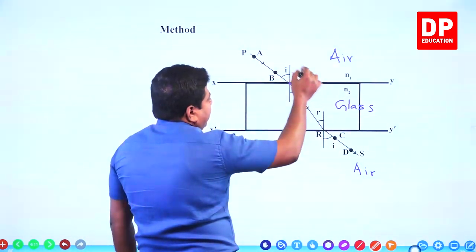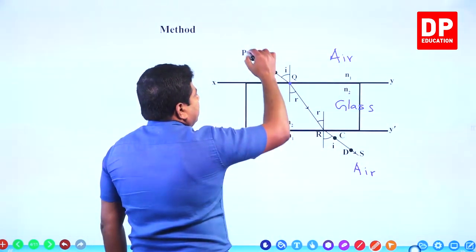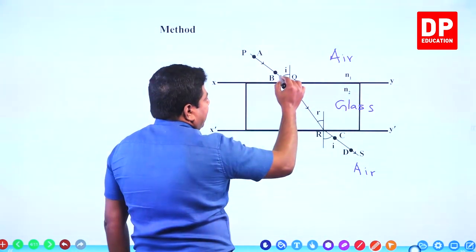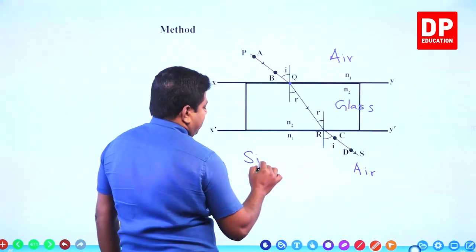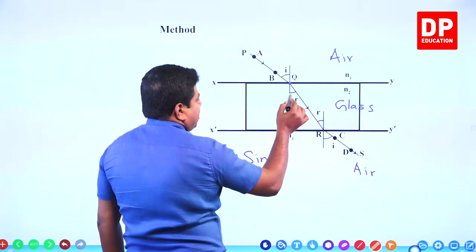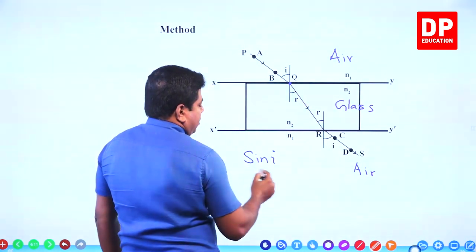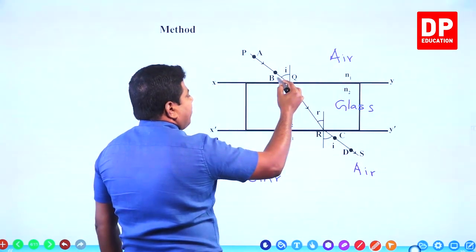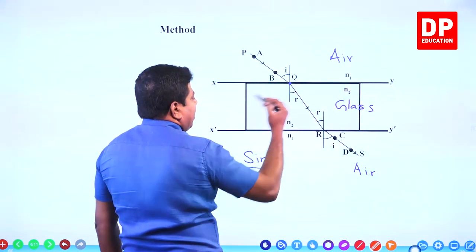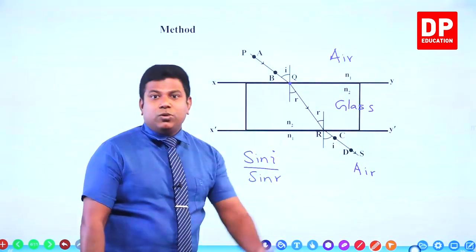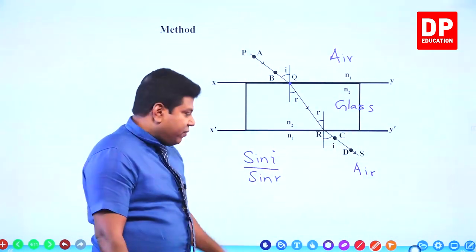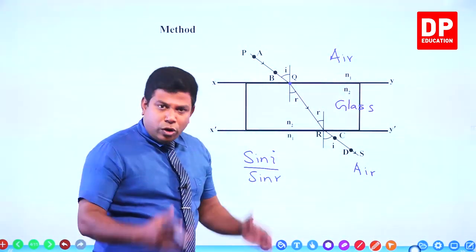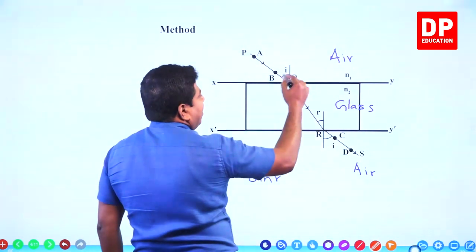So, if we consider this point, this is my I, this is my R, this is where the incident happens. So, here I can measure this I and get sin I. I can measure this R, sin R. I can change this I with different values. Accordingly, I can measure R. The respective R values can be measured. Each time I can find sin I, sin R, sin I, sin R and see whether the ratio is being constant.